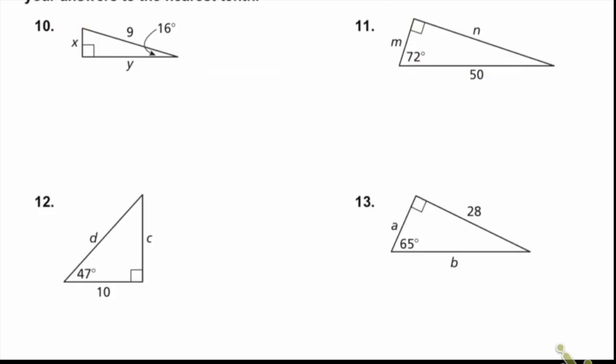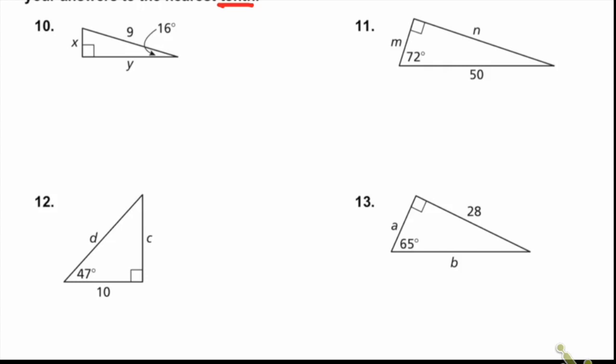Here, questions number 10 to 13, we have to find the value of each variable using sine and cosine and round to the nearest tenth. I have to keep that in mind. I have to find the answer to the nearest tenth. So for this one, what we need to do is use sine and cosine.